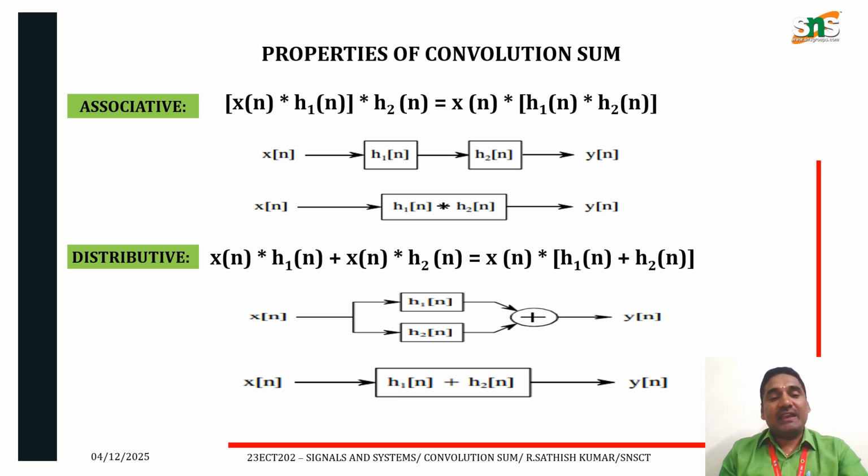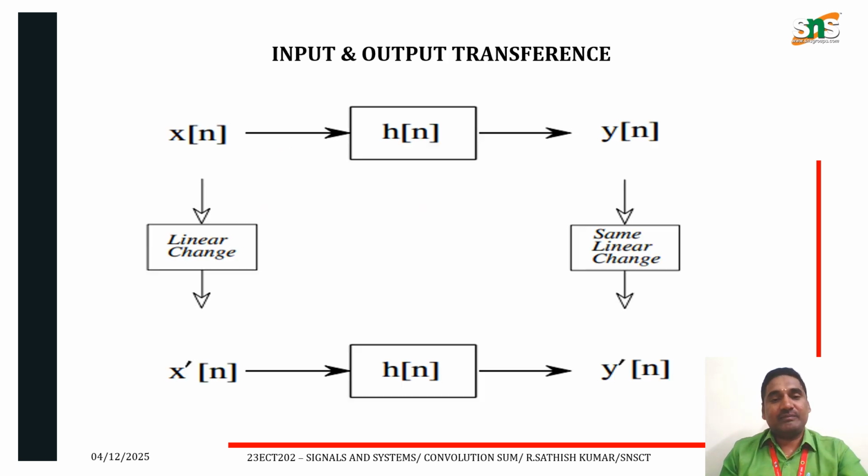Distributive property: x of n convolved with h1 of n plus x of n convolved with h2 of n is equal to x of n convolved with h1 of n plus h2 of n. X of n convolved with h1 of n and h2 of n, adding these two signals, we can produce the output as y of n. On the right hand side, the sequence x of n is convolved with h1 of n plus h2 of n, which produces the output as y of n.